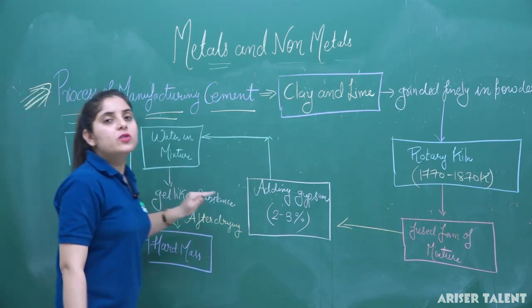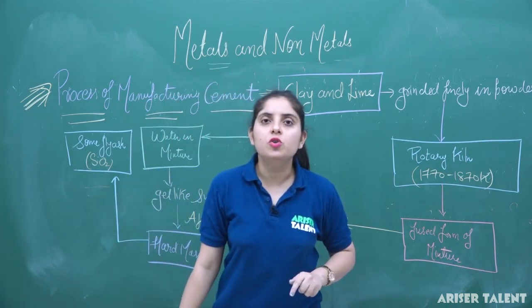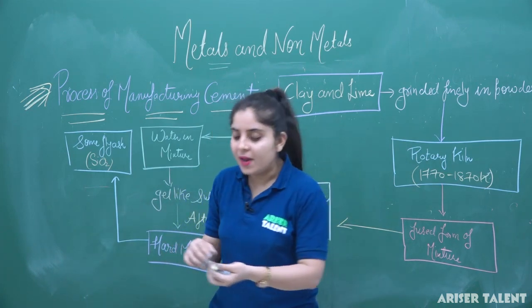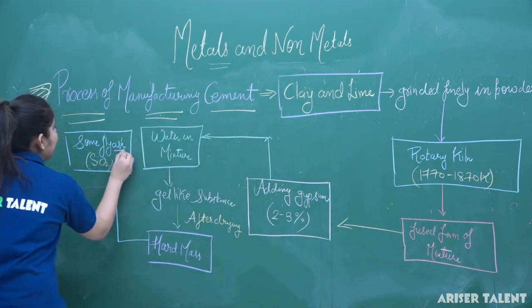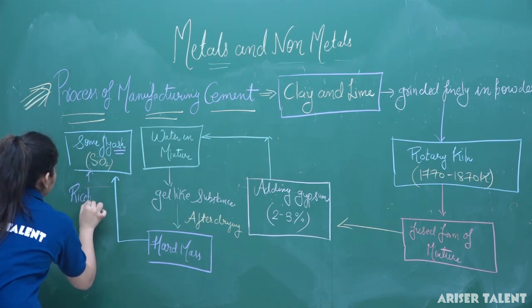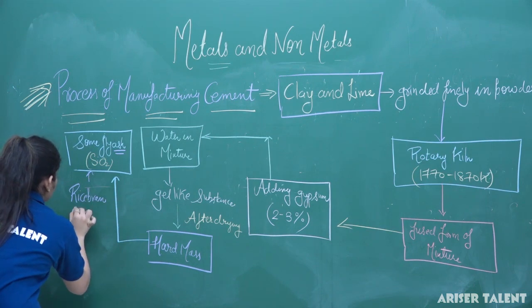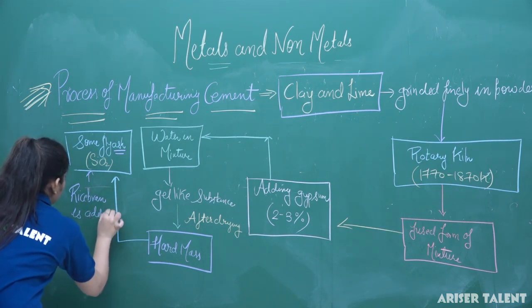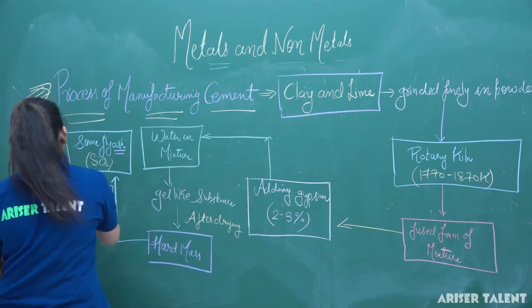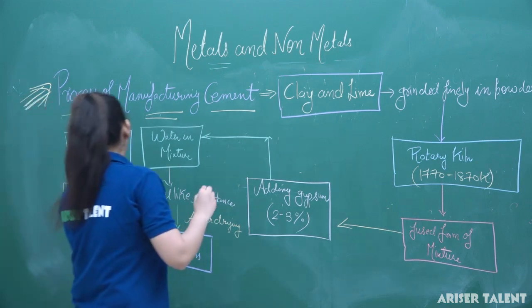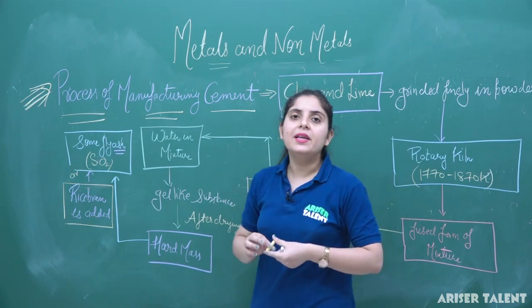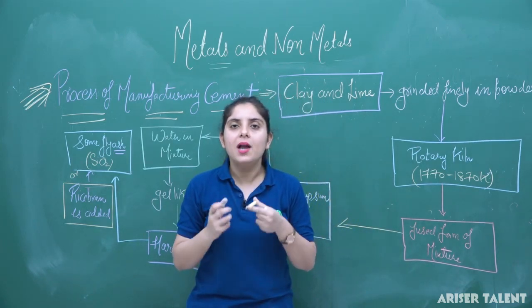Instead of fly ash, sometimes rice bran is also used as a component. It has properties similar to those of fly ash. This is optional. We can add rice bran or fly ash, or both components, or choose either one. After this, we will get the cement in the form of a hard mass.